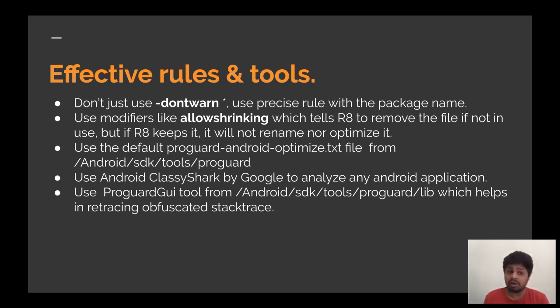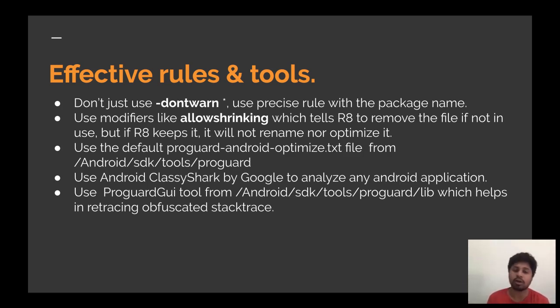Second thing, the modifiers that I've already told earlier that you can use with the keep rules, like allowshrinking. Allowshrinking is a great modifier, which tells R8 to remove the file if not in use. So R8 will directly remove the file if it is not used by any of the code. But if R8 keeps it, meaning the file is getting used by some other file, it will not rename or optimize it. So this is what allowshrinking as a modifier provides us. There are other modifiers as well, such as allowoptimization and allowobfuscation.